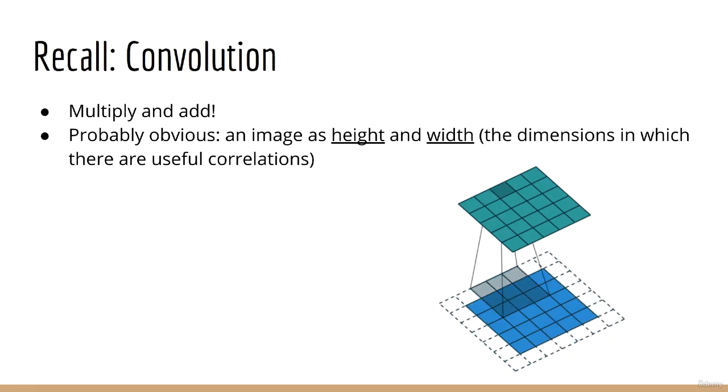Now, I know this is obvious, but it's worth taking note of. An image has two dimensions, height and width. There is also the feature dimension, but that's not an actual dimension which has correlation. And recall what I mean by correlation. If you have a picture of a red car, and you find a pixel in the image which is red, probably the neighboring pixels are also red. In other words, pixels beside each other likely have similar values.